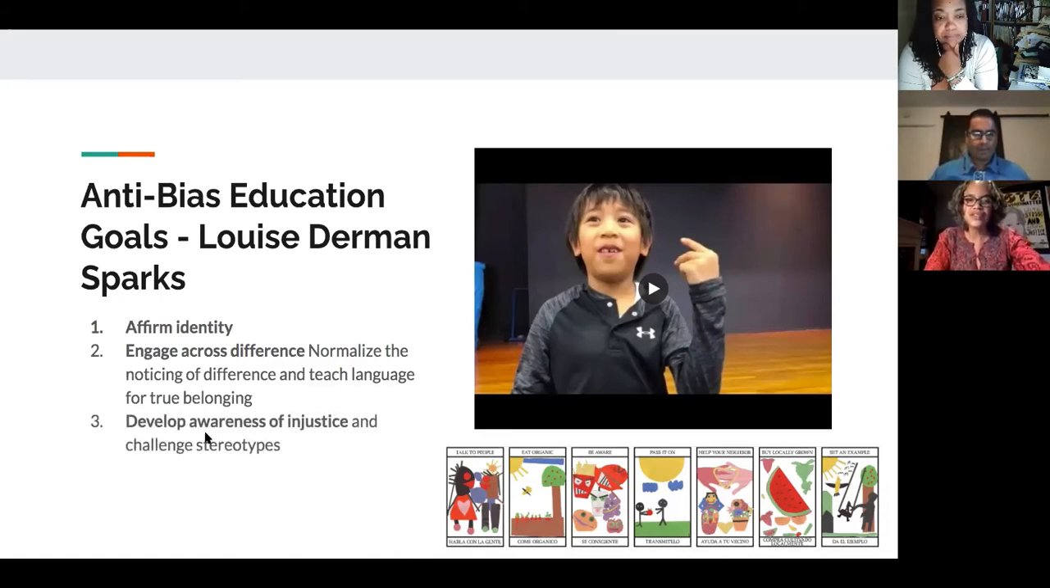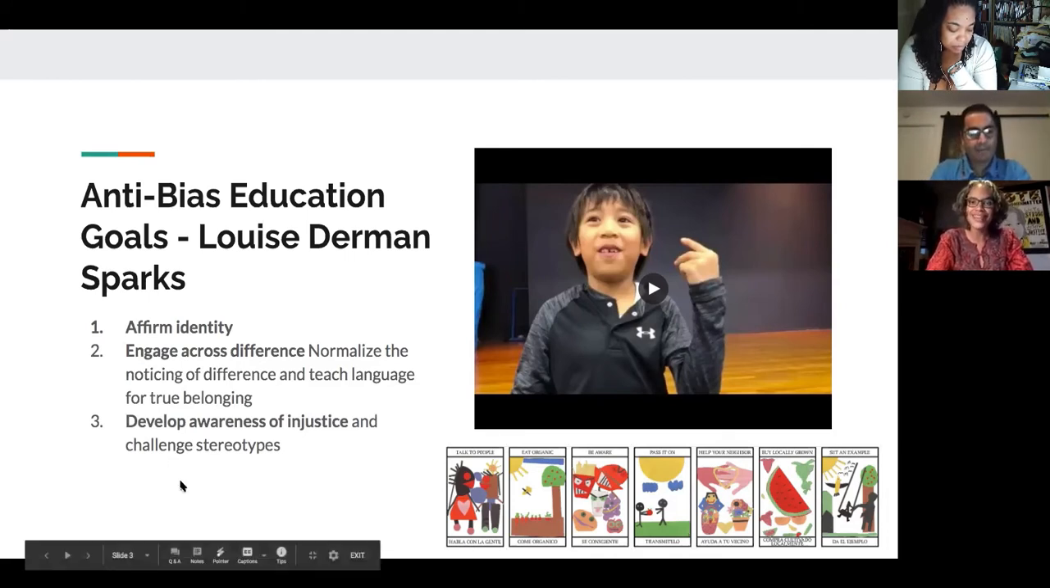Moving into developing an awareness of injustice. So my kindergartners, you meet any five-year-old, they can tell you when something is fair or not fair. And helping them to develop that understanding of injustice and to see and then challenge stereotypes. Our littlest ones can see patterns and they can notice when something is a stereotype and they can challenge them. It's pretty powerful to hear a 5 or 6 year old say that is a stereotype.